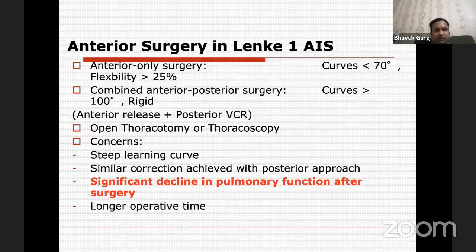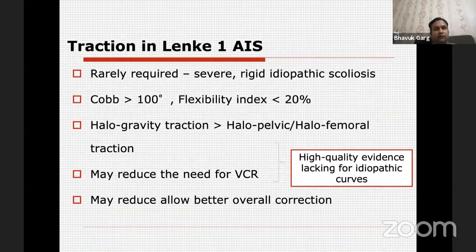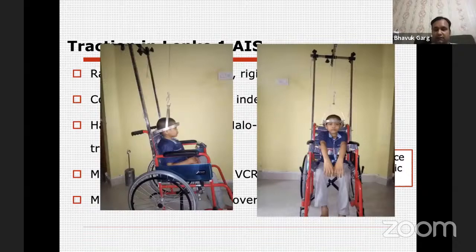Coming to anterior surgery, it is very useful in Lenke 1 because it is kyphogenic, but there is a significant decline in pulmonary function, so we have stopped doing it. I don't do anterior release anymore, and most of the correction we can get with the posterior release also. Traction again, I don't use traction for AIS cases. I use it for the congenital deformity cases, and in neurofibromatosis and syndromic cases, but not for AIS.